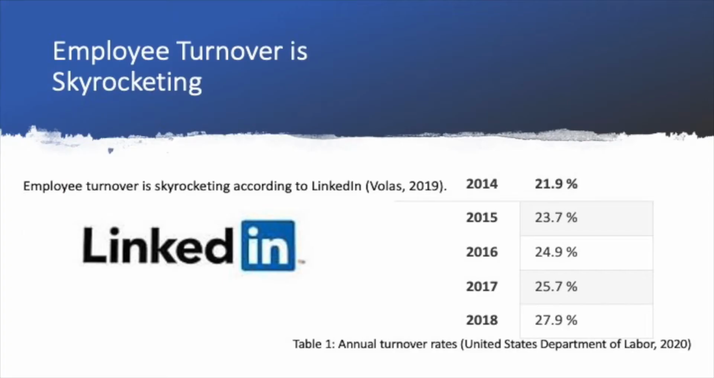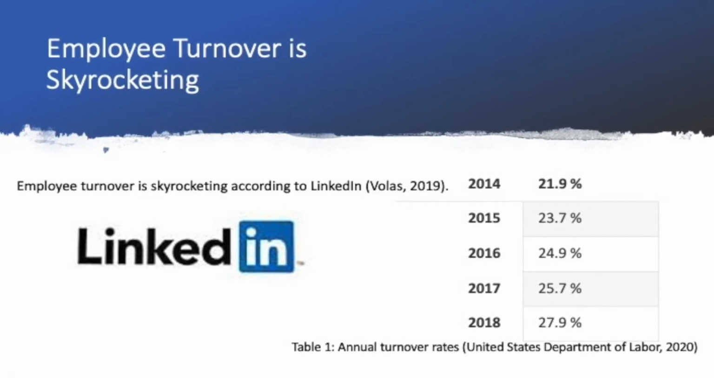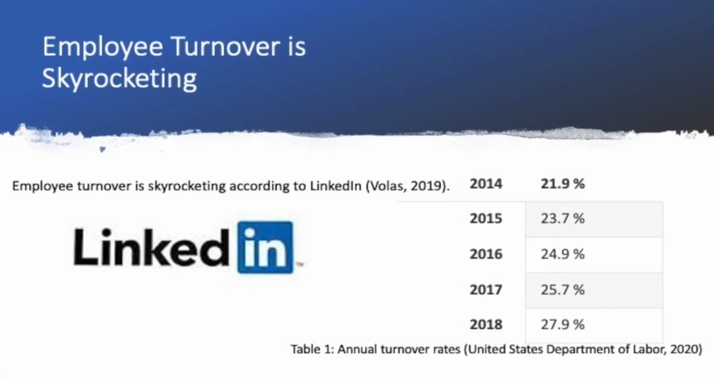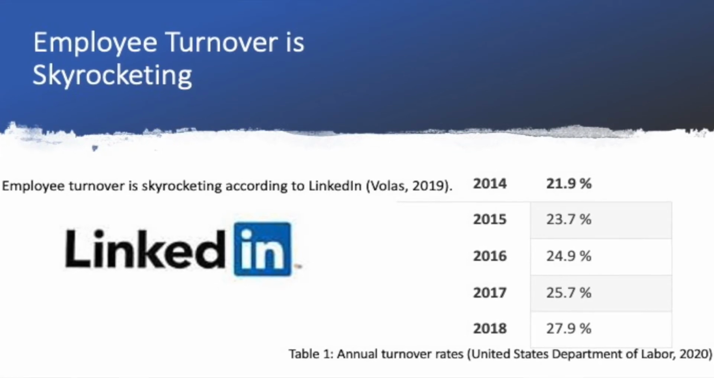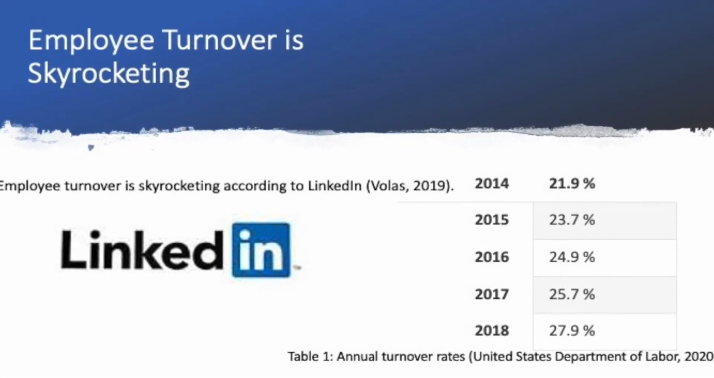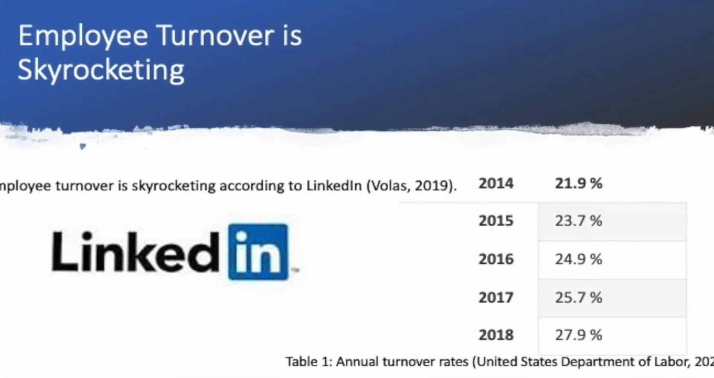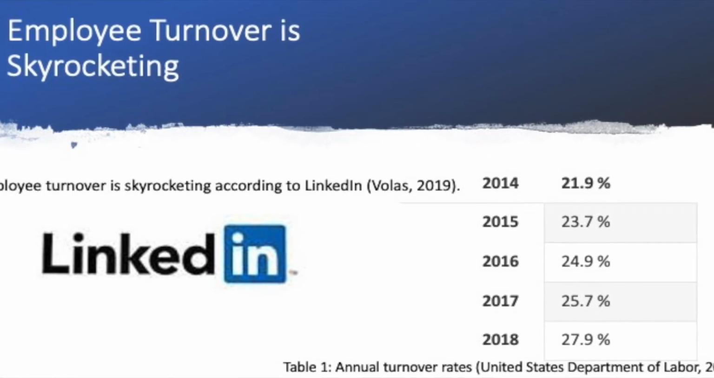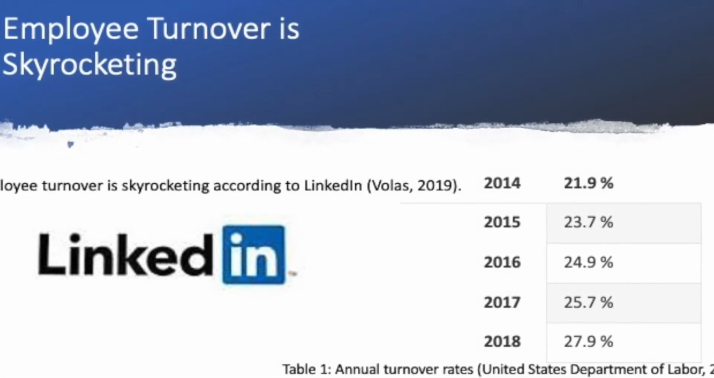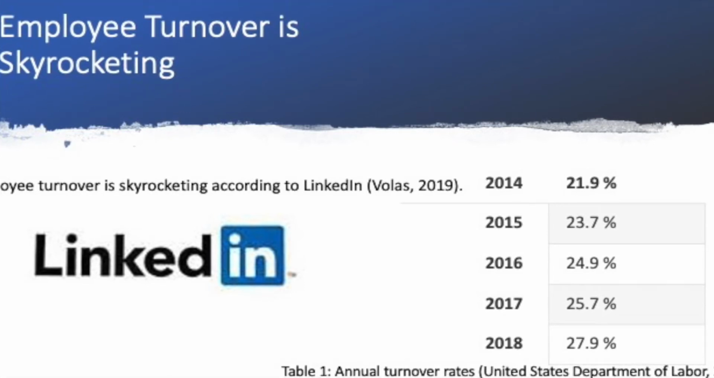fraction. Employee turnover is skyrocketing according to LinkedIn. In 2014, the employee turnover rate was 21.9%. However, in 2018, it's 27.9%. And this information has been taken from United States Department of Labor 2020. Similarly, according to the job advertising website called Monster, even in developed countries like UK, the average staff turnover rate is 15%, though the figure varies between industries.